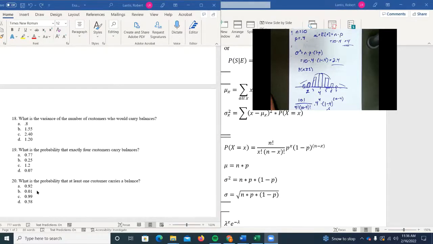So when I'm looking at these possible answers, A or C are really going to be the only ones that make sense.